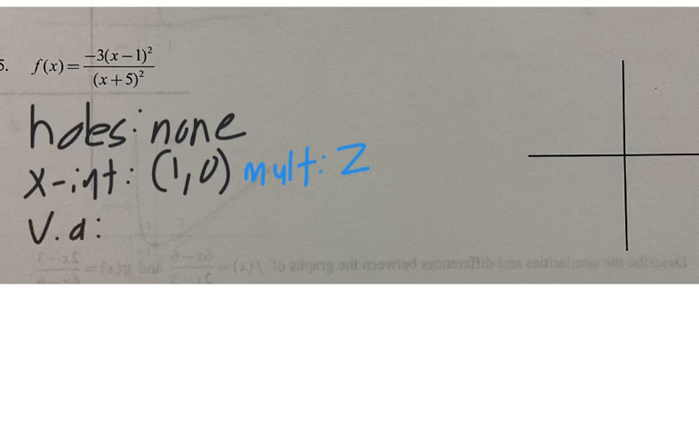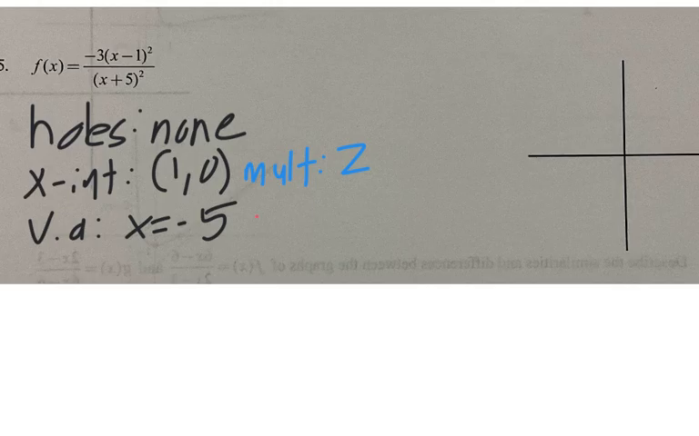Vertical asymptote. X equals -5, because it's in the bottom, the denominator. Right, set the denominator equal to 0. So x plus 5 equals 0, and solve. And now what do we know about this vertical asymptote?